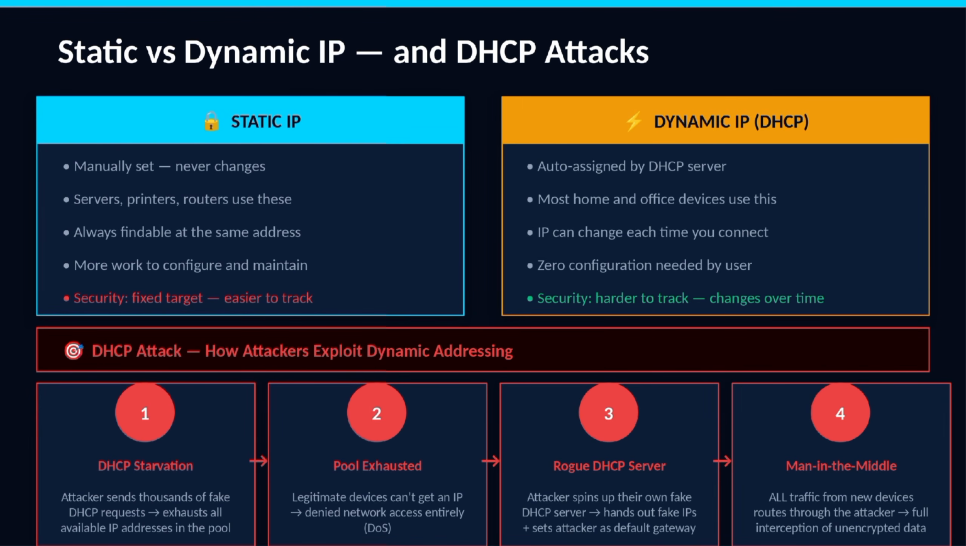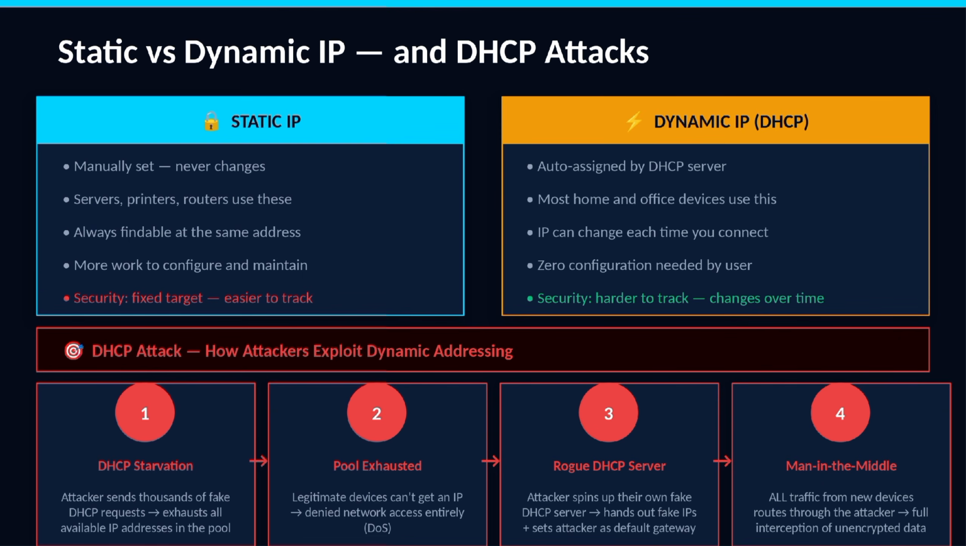Static versus dynamic IP addresses. Now let's talk about how IP addresses are assigned. There are two types, static and dynamic. A static IP address is manually set and it doesn't change. Servers usually use static IPs because you always need to find them at the same address.